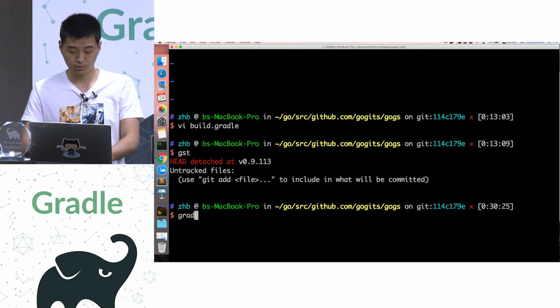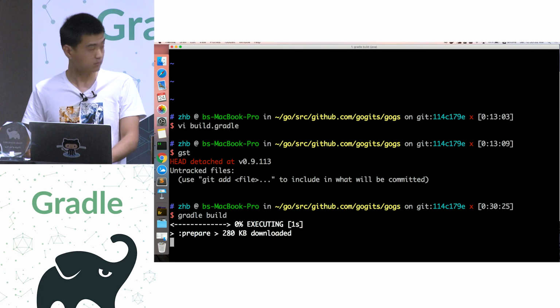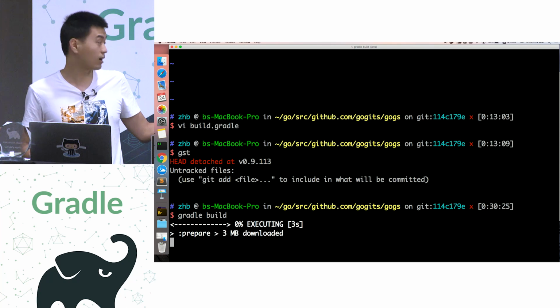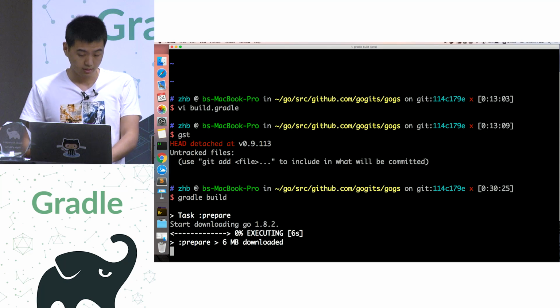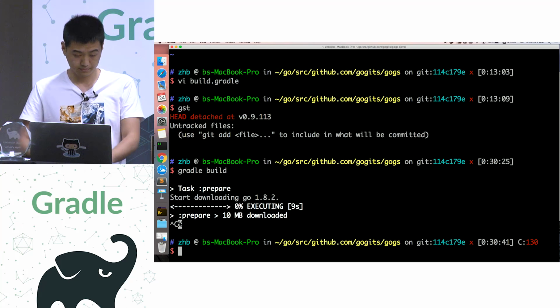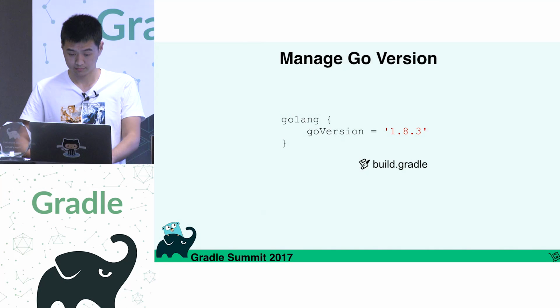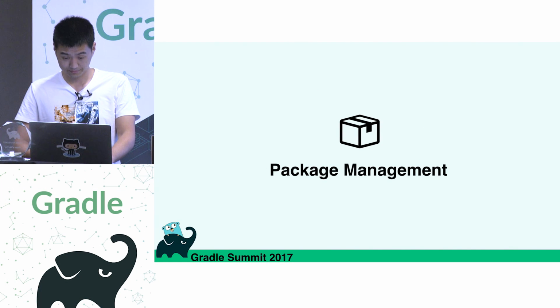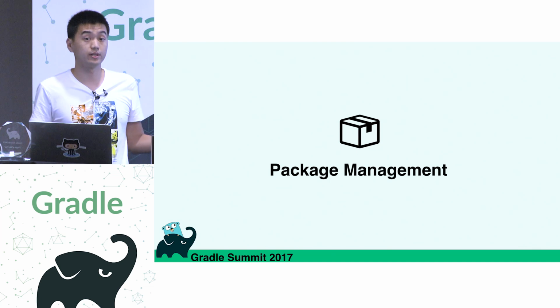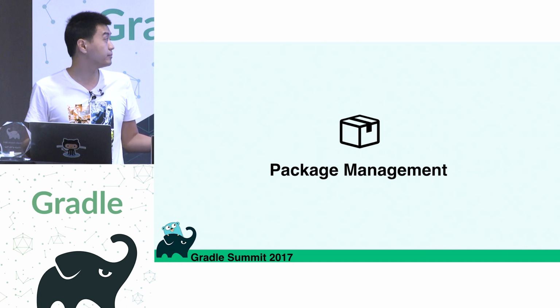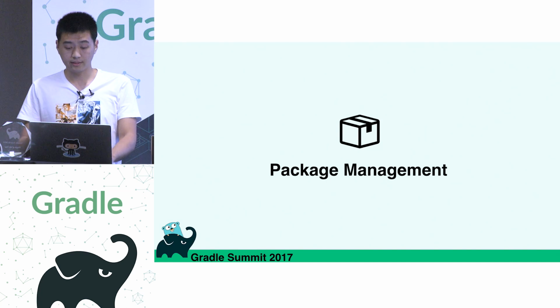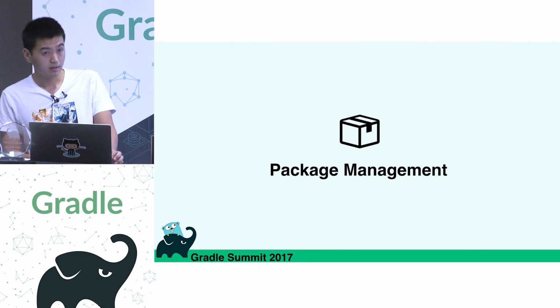OK, I just need to run gradle build. You can see it starts downloading 1.8.2. I'm going to kill it because it's a bit large. Let's go on. In other words, with Gogradle, you don't need to care about the distributions, just focus on writing Go code. And the next part is package management.